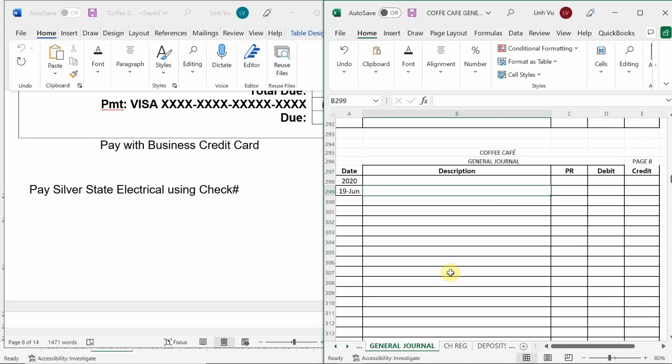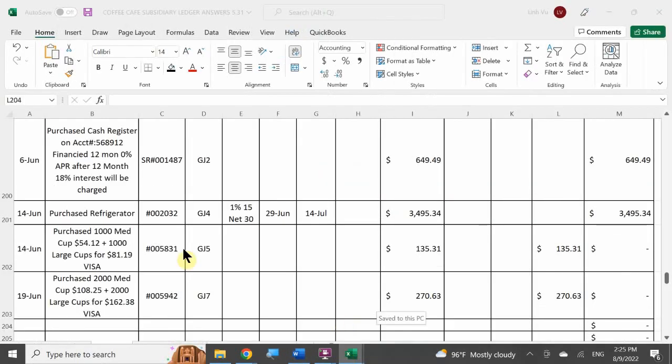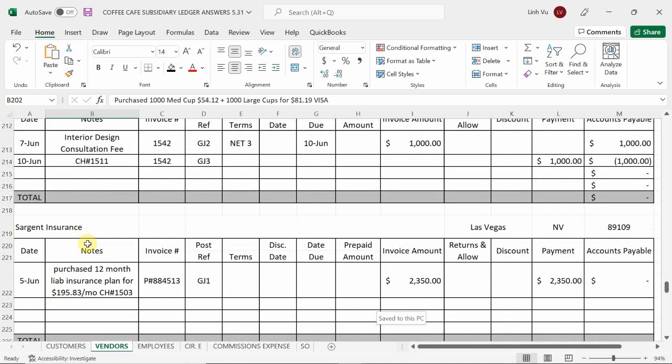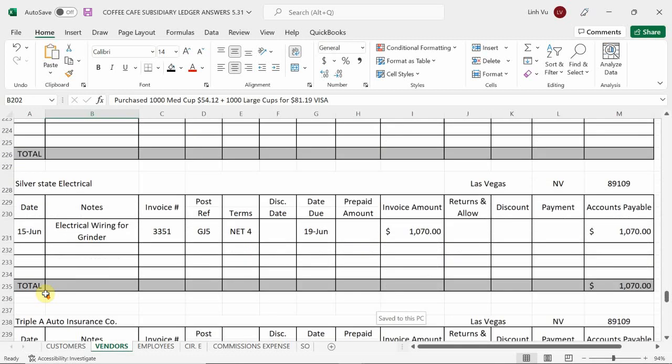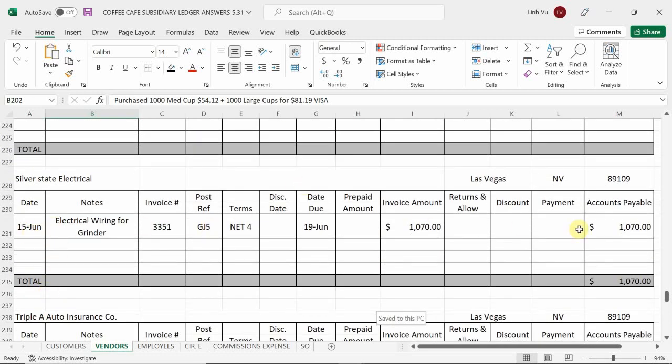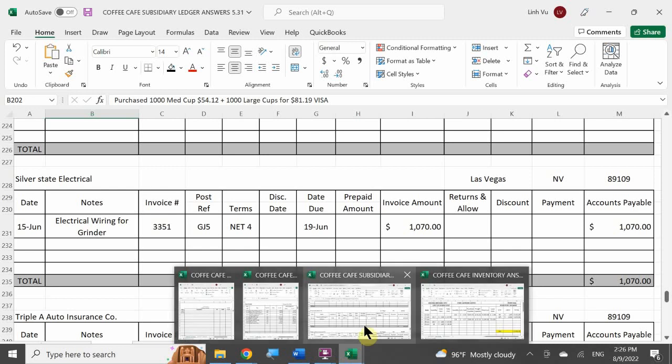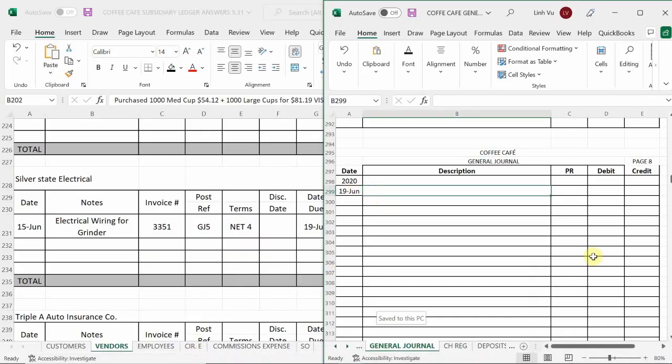What do we do when we have to pay a vendor? Right now, we need to pay Silver State Electrical and we need to use a check to pay them. We go to the sub ledgers, and then vendors, Silver State Electrical. Make sure that it's on the accounts payable. Yes, here you go. Right now it's currently on the accounts payable account. That's correct. So how much do I owe? Full amount, $10.70. Okay, how am I going to pay? With check, as it says. Okay, good.